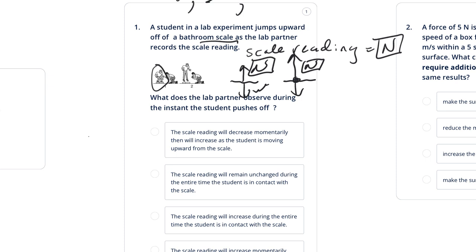So once again, when he's just about to jump, hasn't pushed against it yet, the normal force equals his weight. And then as he pushes against it, the normal force becomes greater than his actual weight. And then as he comes off the scale, that normal force decreases to 0. So when I say the weight, it's really the normal force. Okay?